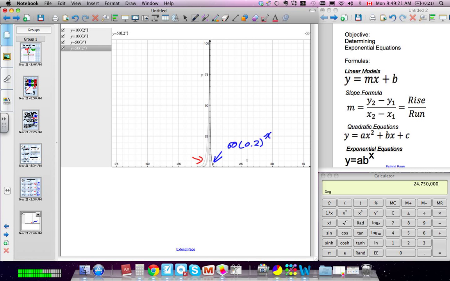We have 3 of them there. These were all growth models. It's really hard to determine which ones, so we're just going to show you 100 times 2x. So this was our growth, and this was our decay.